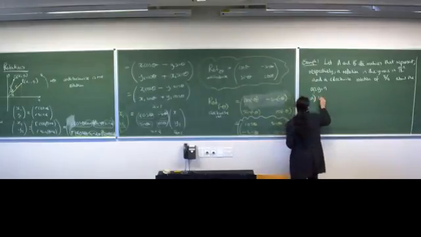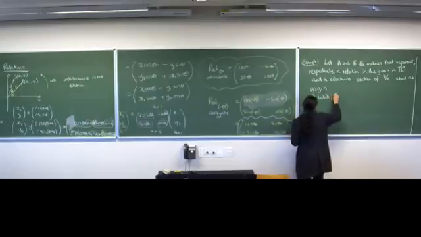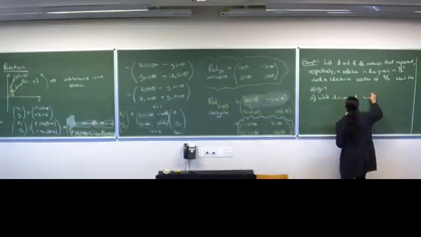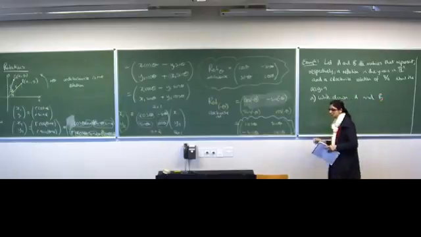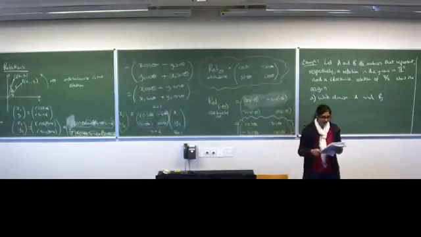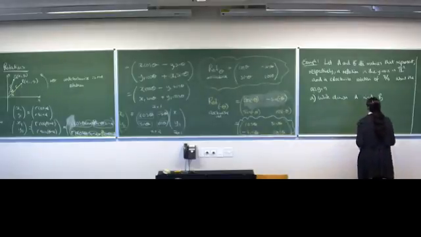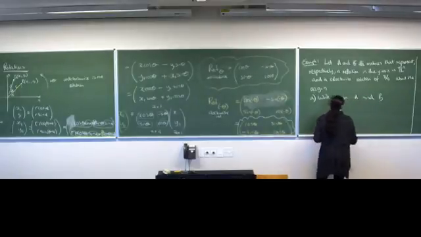So part A says write down A and B. Doesn't mean you must just write A and B. You must write out what those matrices are. Okay?